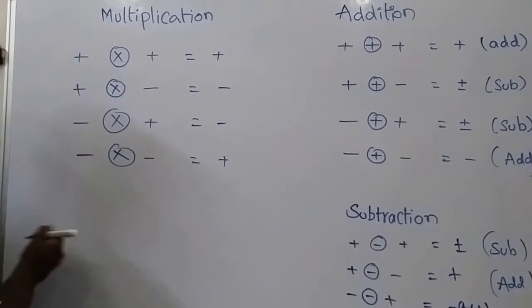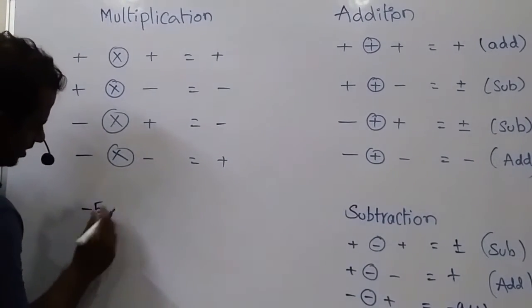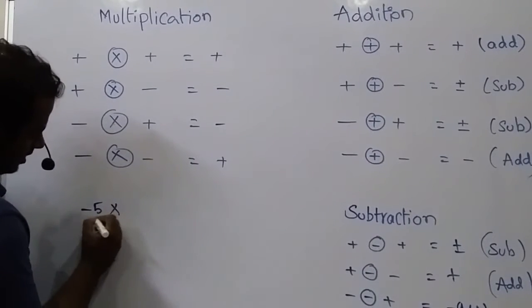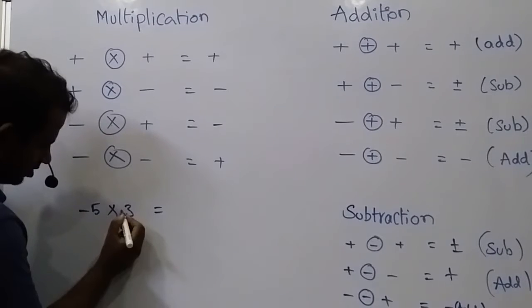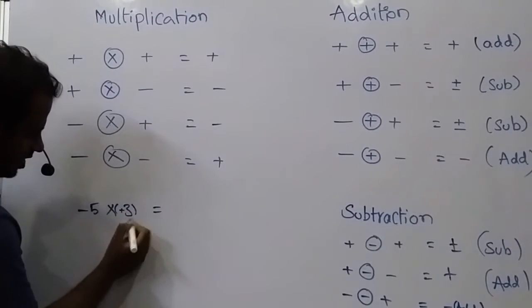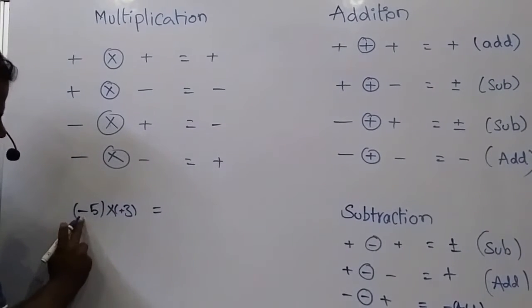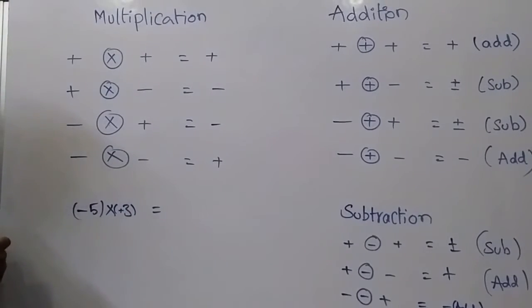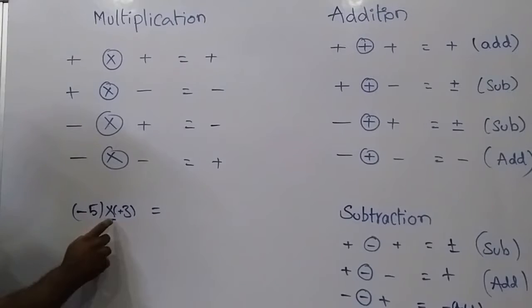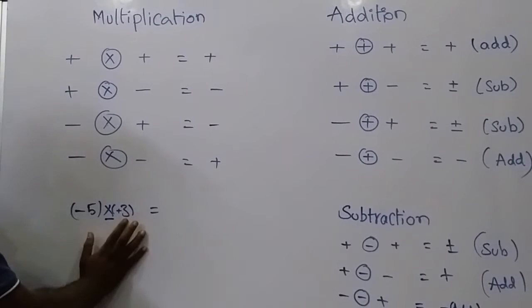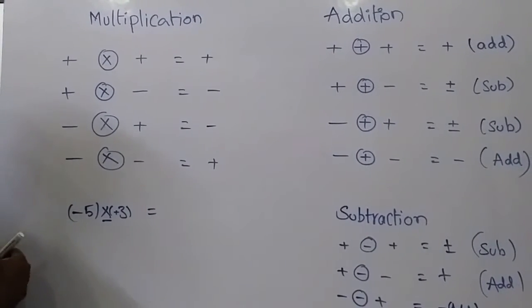The third step: suppose we are multiplying minus 5 with 3. If there is no sign before 3, it is a plus value by default. So it is minus 5 times plus 3. What operation are we performing? A multiplication operation.